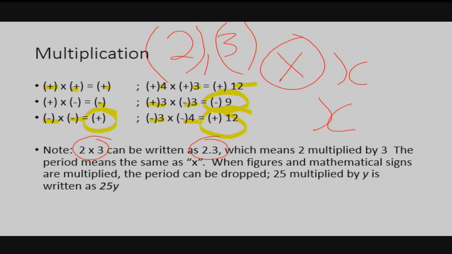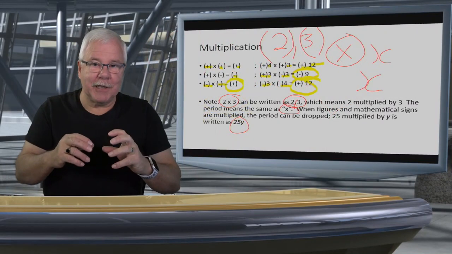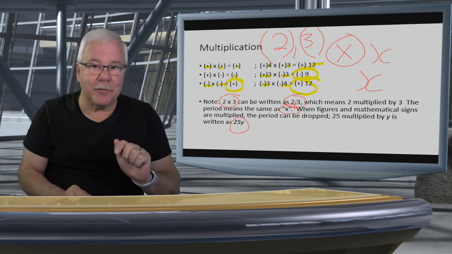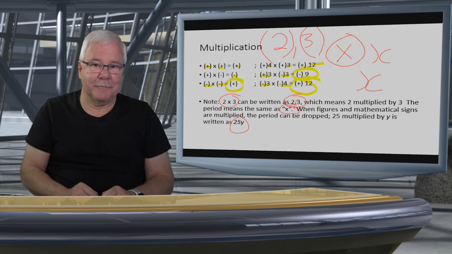The period, that point in there, is in the place of the x. When figures and mathematical signs are multiplied, the period can be dropped. So 25 multiplied by y could just be 25y. But you can see, if it was 25 and you wanted to multiply the two, then you had to put the period in between.